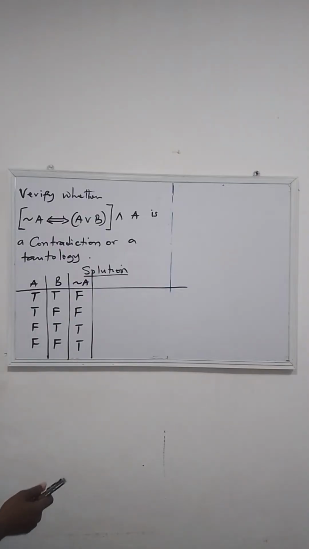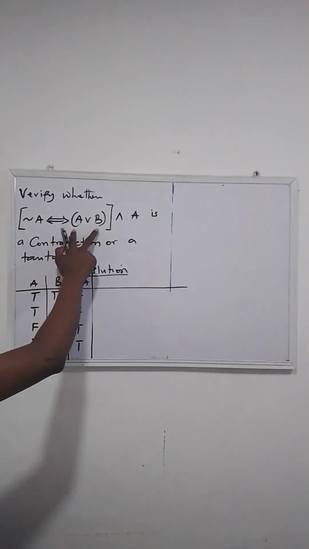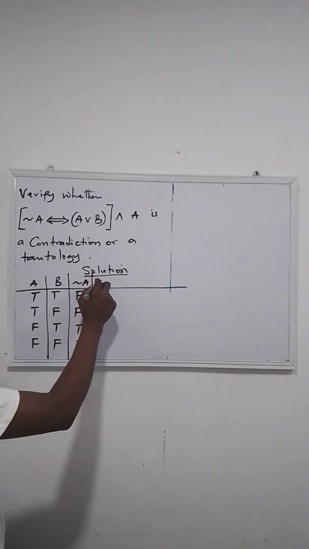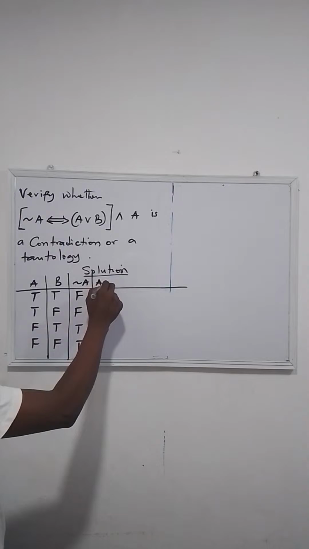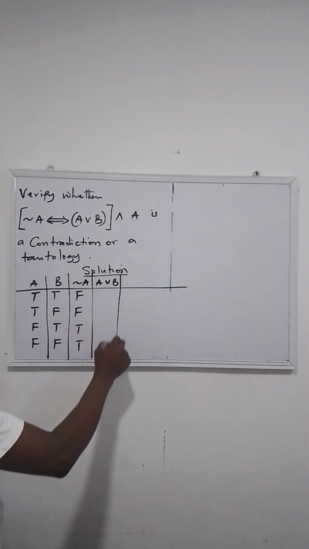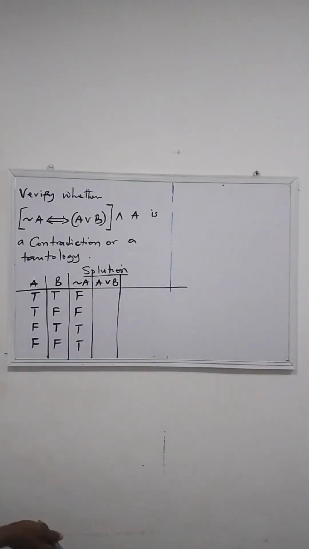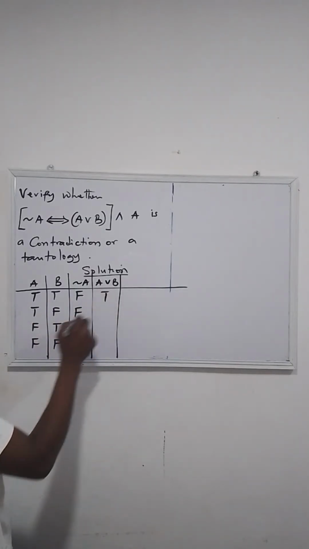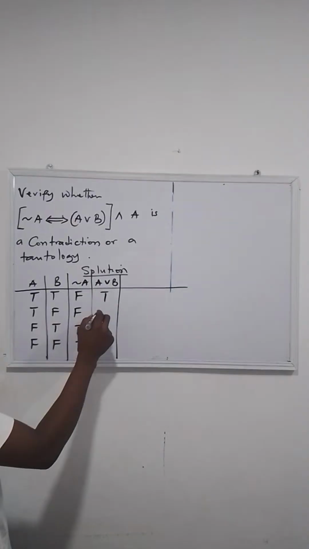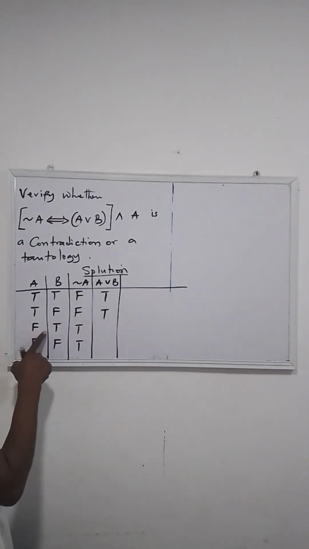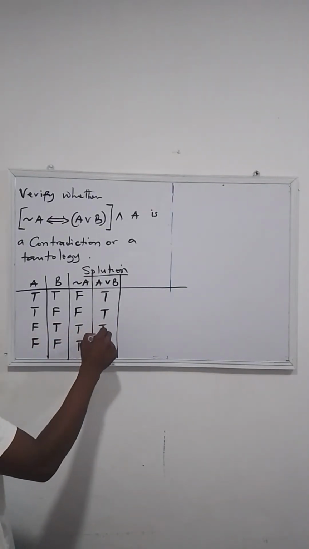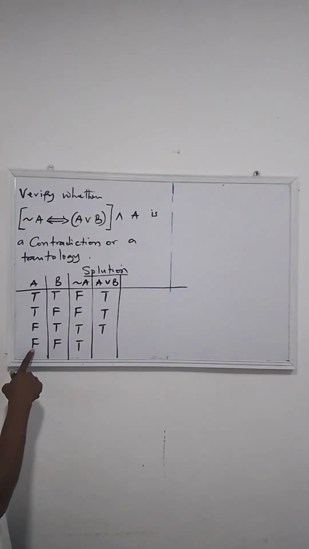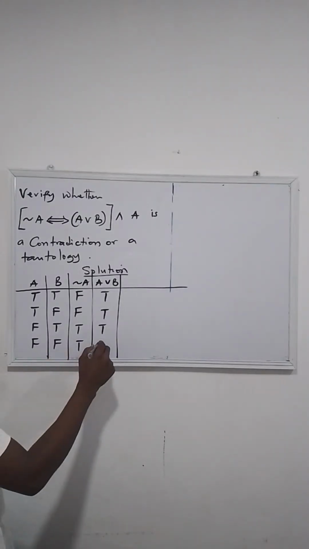Okay. So now look at the table we have here. So we have A or B. So let's create a column for A or B. All right. A or B. True or true is what? True. True or false is true. False or true is true. And false or false is false.